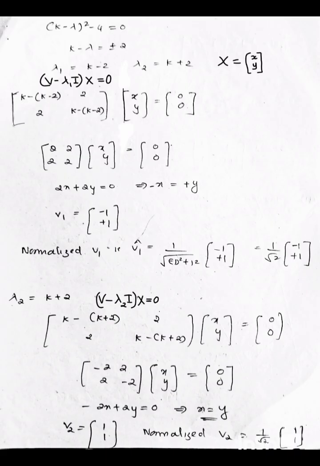So the transformation matrix S is the combination of v1 and v2. So this can be written as S = 1/√2 [−1 1; 1 1], or it can also be written as S = 1/√2 [1 −1; 1 1]. This is the answer.